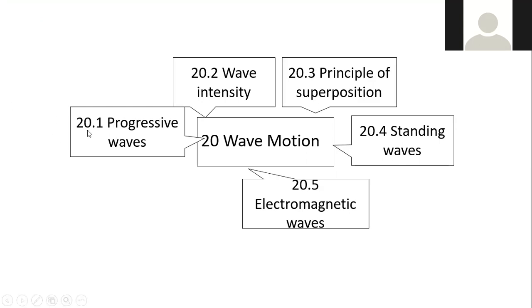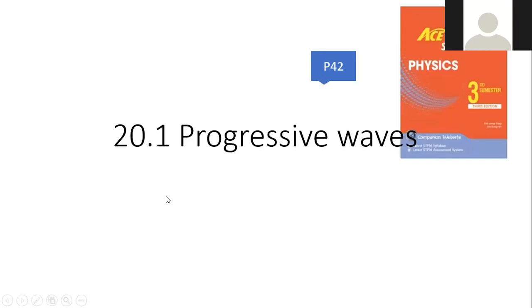Okay, let's go to progressive wave. 20.1, 20.2 is intensity. Oh yeah, he finished the whole thing already. Then principle of superposition. Then 20.4 standing waves. 20.5 electromagnetic waves. Okay, as usual, we are on page 42 for your reference book. We start with progressive waves.